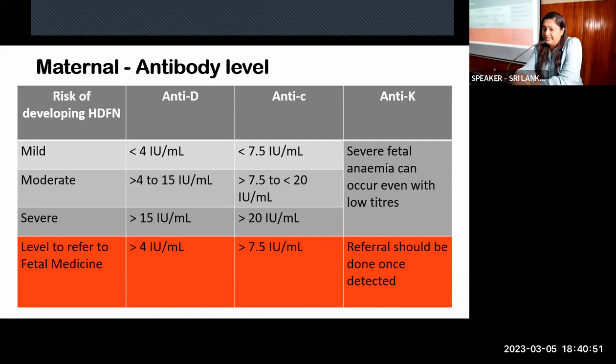As for anti-K, severe fetal anemia can occur even with low titers, so we need to refer to fetal medicine when we detect anti-K antibodies, regardless of the titers. For moderate to severe anemias, of course, the titers gradually increase. The risk of developing hemolytic disease is higher when the titers rise, as you know. An antibody titer greater than 15 is associated with a risk of severe fetal anemia, and the risk of developing HDFN is high. And referral to fetal medicine is indicated when the anti-D levels are more than 4 and anti-C levels are more than 7.5 international units per ml.